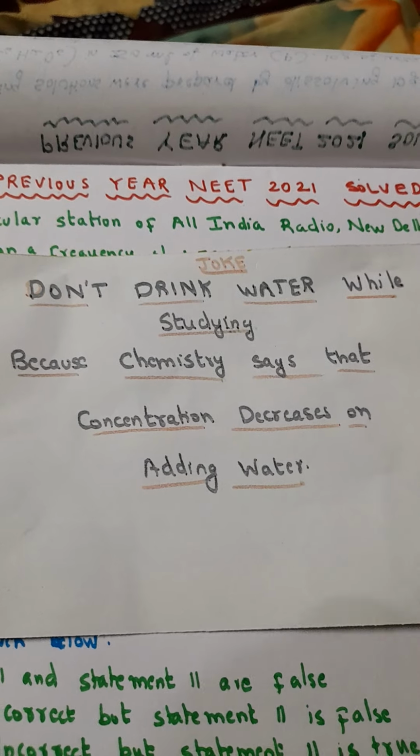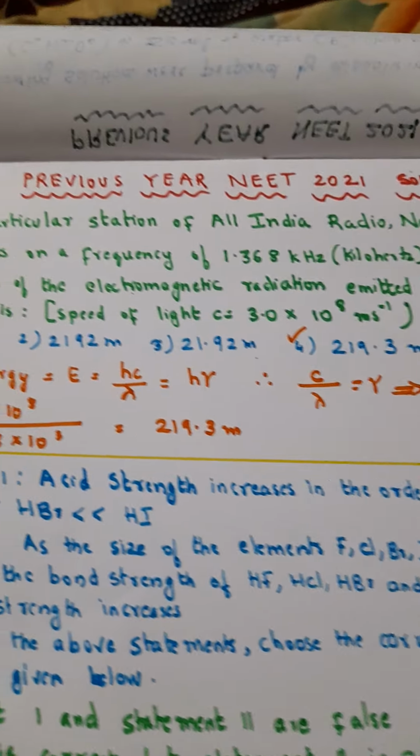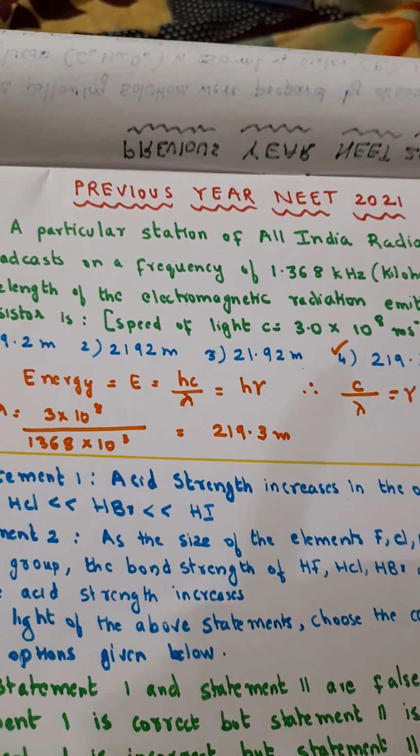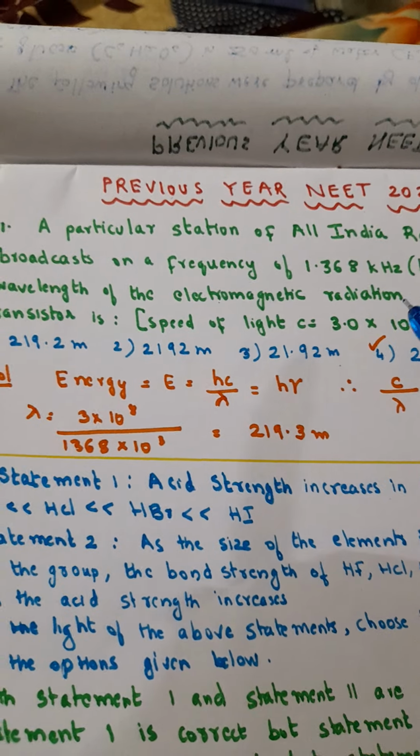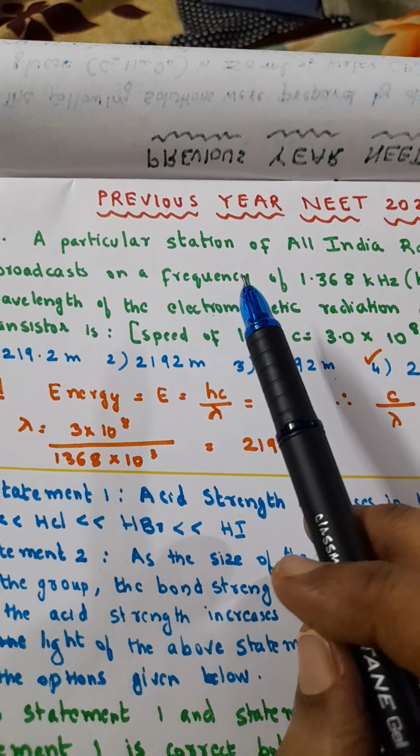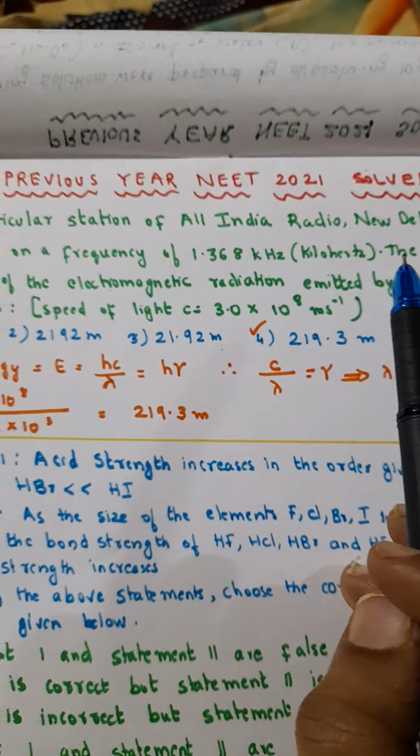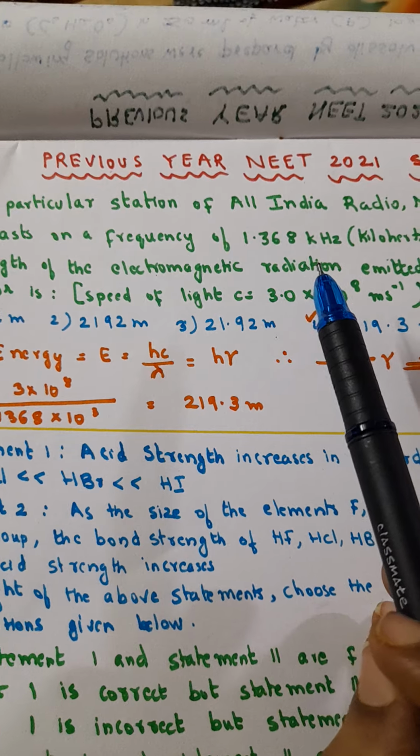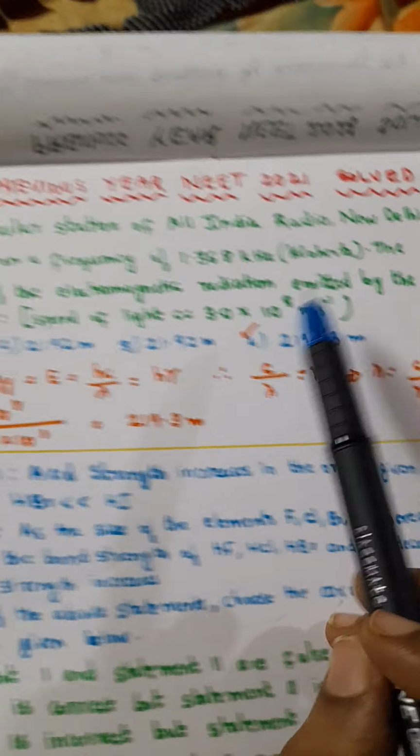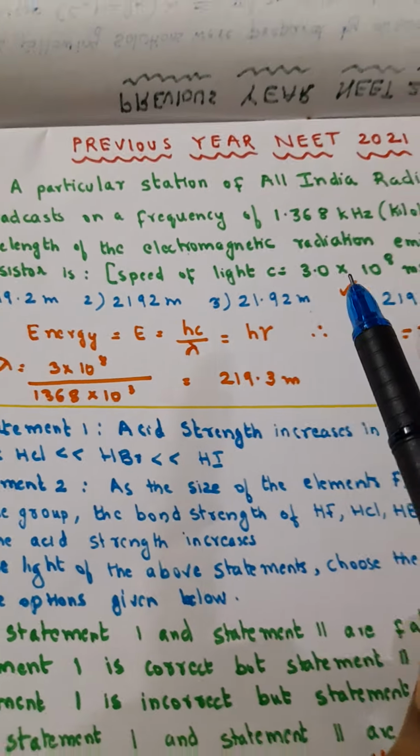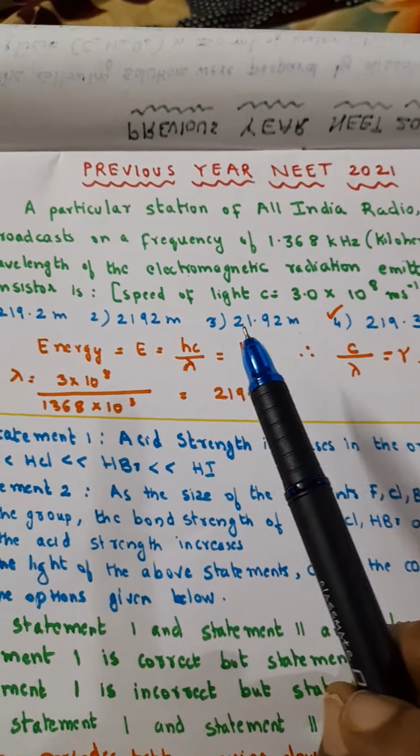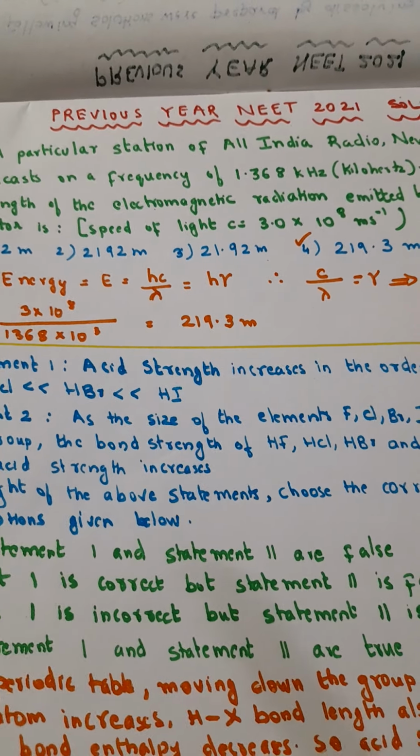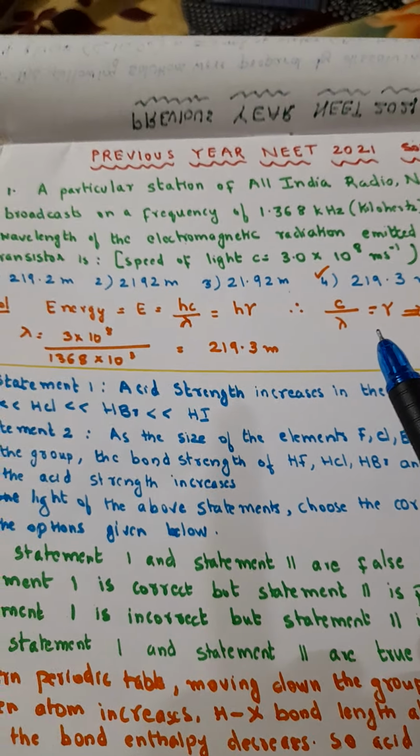So with that light note we will be starting with the first question for today, and the first question is based on a simple problem. Okay, now we will read the question first. A particular station of All India Radio, New Delhi, broadcasts on a frequency of 1.368 kilohertz. Okay, and the wavelength of the electromagnetic radiation emitted by the transistor is, and they have given you the speed of light which is 3 into 10 raised to 8 meter per second.